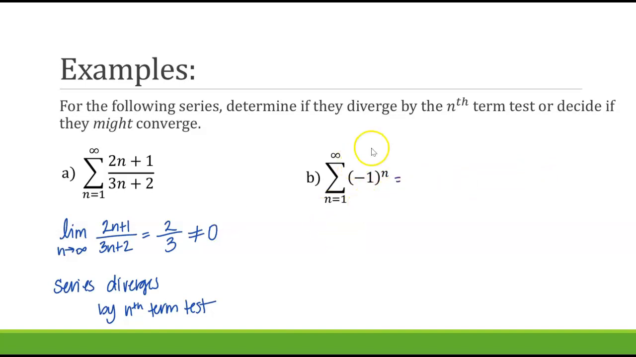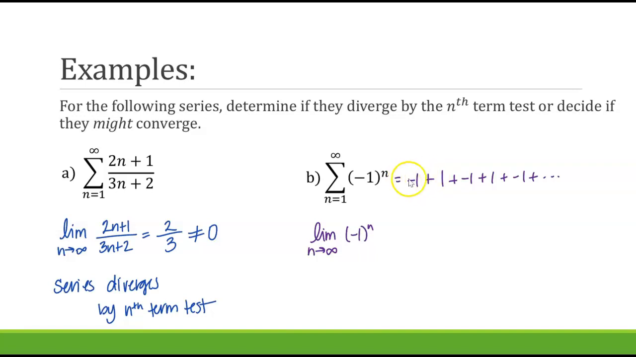If I plug in 1, (-1)^1 is -1, plus, if I plug in 2, (-1)^2 is going to give me +1. Then (-1)^3 is going to give me -1, and then +1, and then -1, and so on. So we're just bouncing back and forth between +1 and -1. So let's now think about the limit as n approaches infinity of (-1)^n.